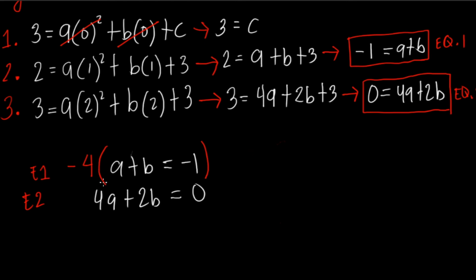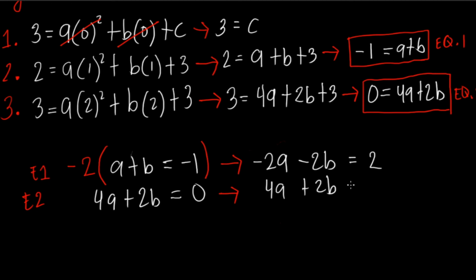mangyayari. So, ang gusto ko is B. So, tatimes nga natin sa negative 2. Pero kung gusto nyo A, tatimes nyo sa negative 4. Okay? So, times muna natin. Negative 2 times A, negative 2A. Negative 2 times B, negative 2B. Negative 2 times negative 1, positive 2. Ayun, tinimes lang natin. And then, itong ilalim as is. 4A plus 2B equals 0.